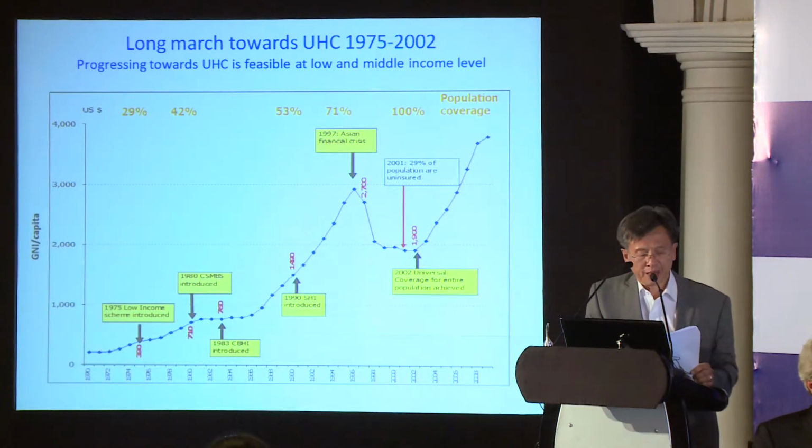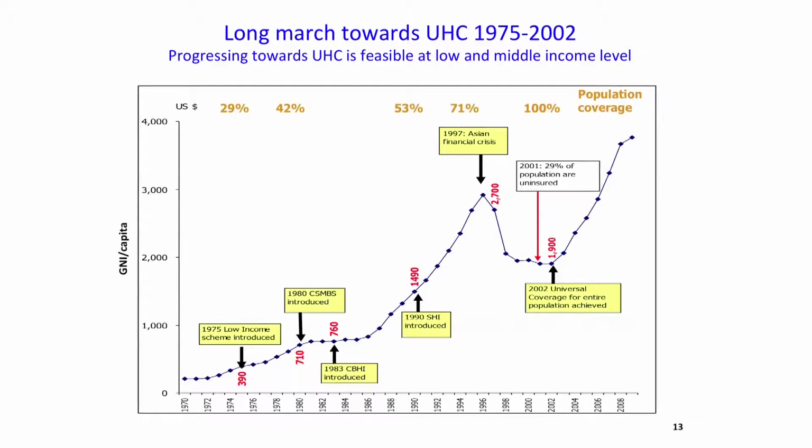We spent 27 years since the first launch of free care for the poor in 1975, when the income of the country was only $390 per capita.